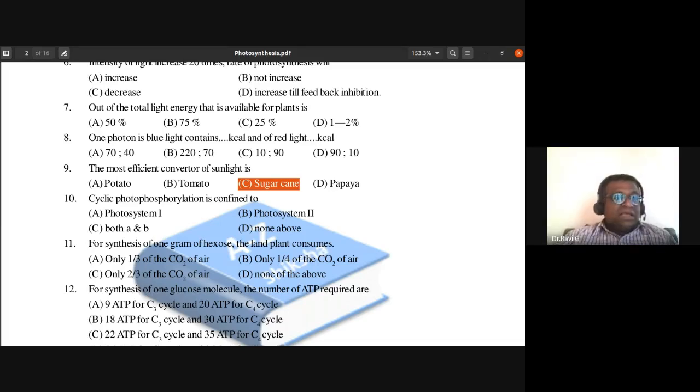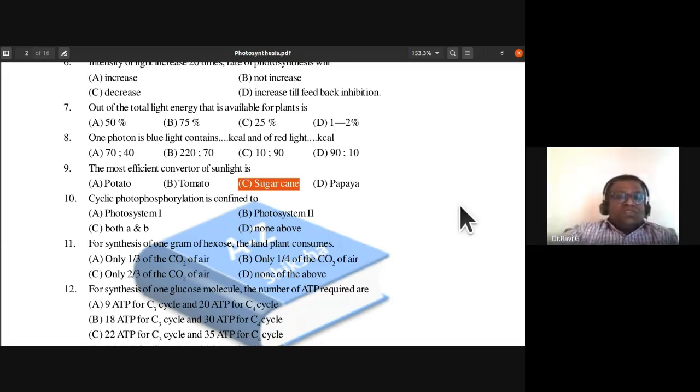So the answer for this ninth one is C, sugarcane, because they have this C4 pathway and they are much more efficient in photosynthesis than the C3 pathway.